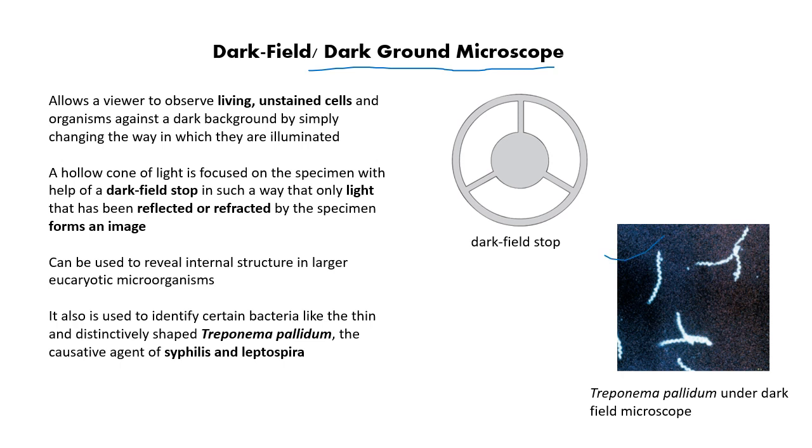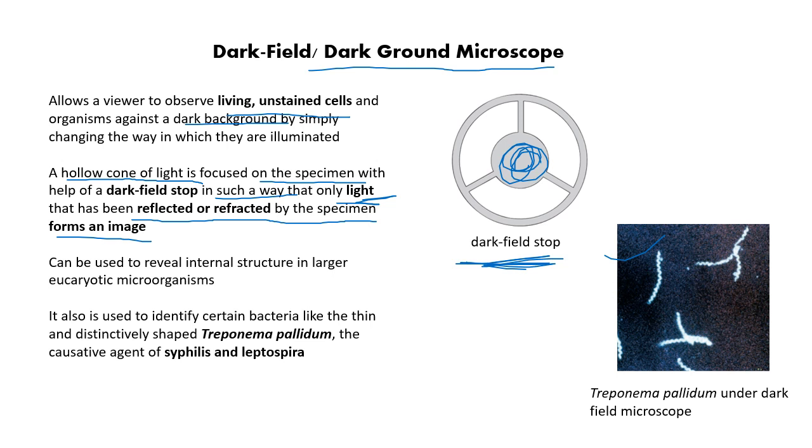So why is this helpful? This is helpful to see living unstained cells. It produces a dark background in a very simple way. How? The condenser lens has a dark field stop. Here it is, the dark field stop, and light can pass through these spaces. This setup at the condenser lens is going to produce a hollow cone of light on the specimen, in such a way that only light that is reflected or refracted by the specimen forms an image.